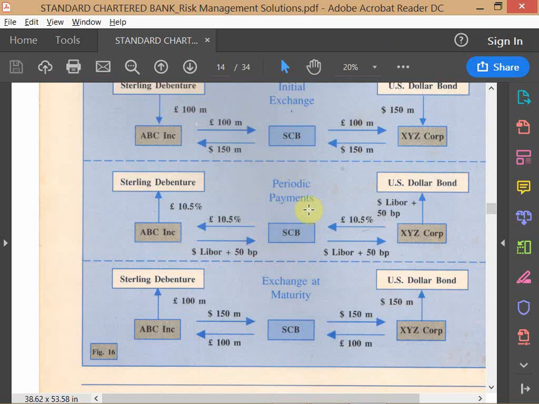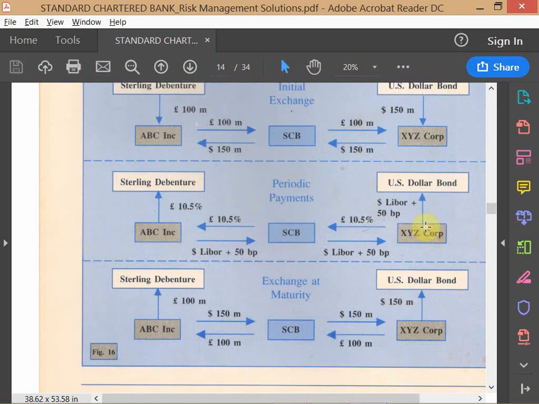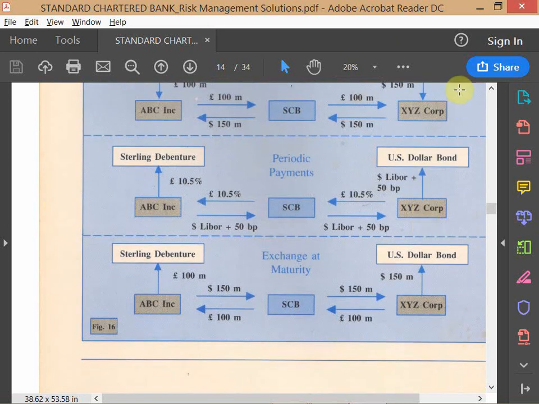But we just focus on the periodic payments, because this figure is not created to show swap-driven issuance, but I'm artificially showing swap-driven issuance. I'm going to focus on the right-hand part of it, which is the part between SCB and XYZ Corp. Here again, we can imagine that this is swap-driven issuance. You can see the issue in the first part where they issue a bond and get $150 million. That's the bond issue proceeds. We are assuming there's no underwriting fee, etc.